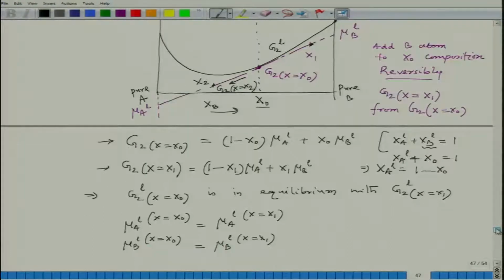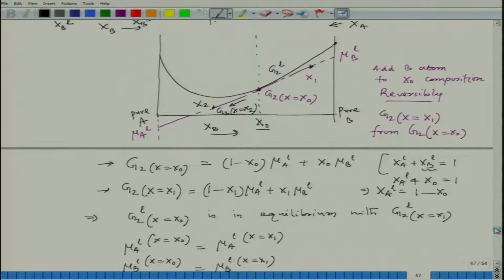So, we see that if we take any composition in this entire composition range, then that composition can go to any other composition, keeping the liquid phase as a liquid phase, along the tangent line, and all those compositions will be in equilibrium.